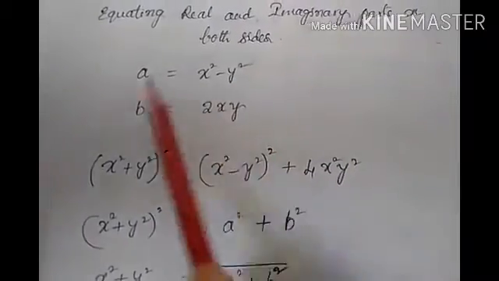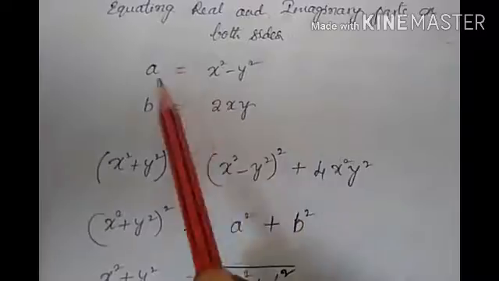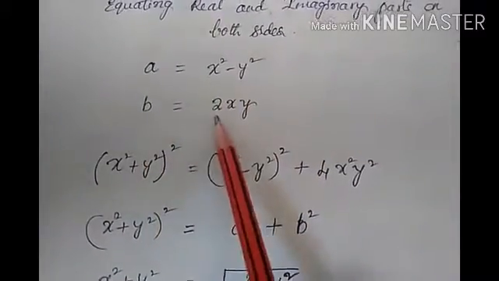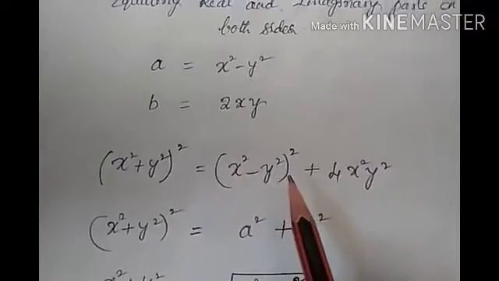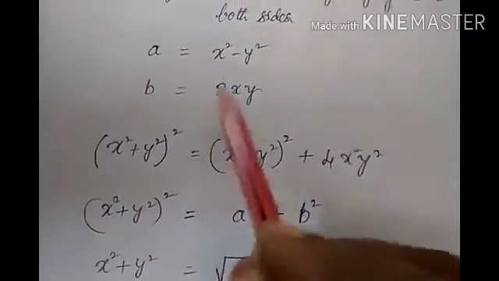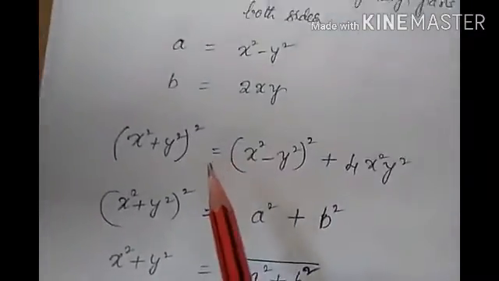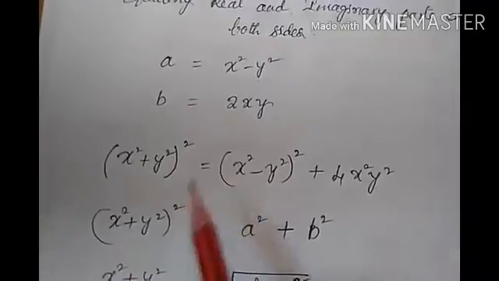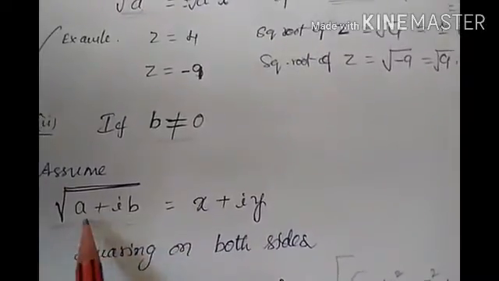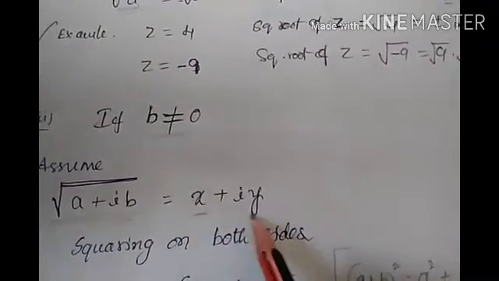So equating real parts and imaginary parts, a is equal to x square minus y square and b is equal to 2xy. Now what is our aim? To find the values of x and y. To find the square root of a plus ib, it is necessary to find the x and y values.